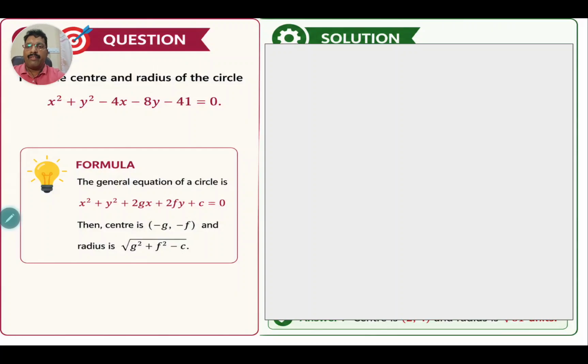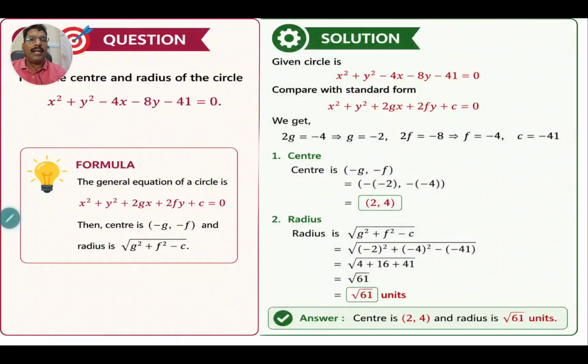First you compare this equation with our general equation. Here 2g is equal to minus 4, the x coefficient, so g value is minus 2. Like that 2f is equal to minus 8, the y coefficient, so f value is minus 4. And the constant c value is minus 41.